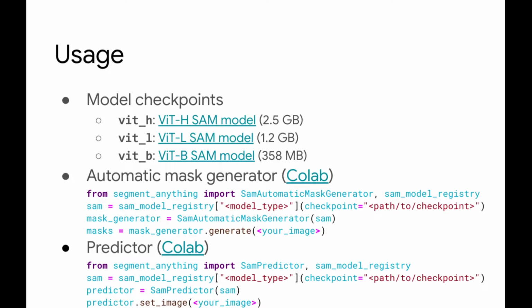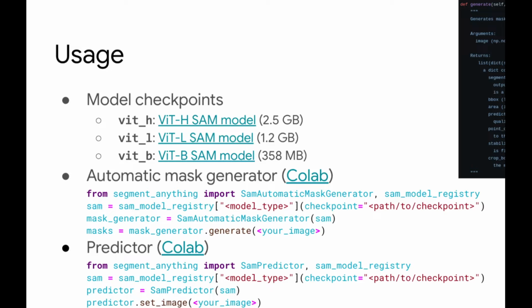It's going to give you the best result. But if you have limited GPU resources, you can use the smallest one, or you can use it on a mobile phone or other applications. So basically, you have 3 options, and then you can use 2 different modes: automated, or the so-called predictor, which means you provide some points or bounding boxes, and then you do the segmentation.